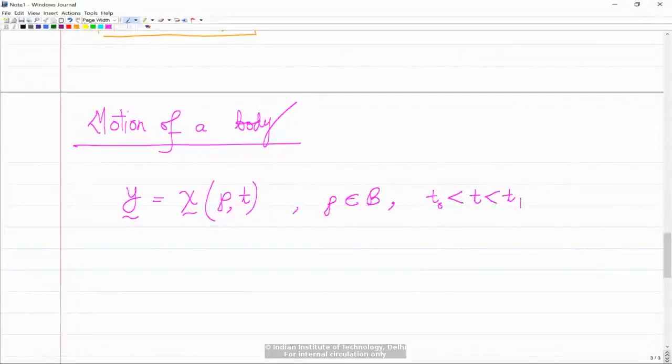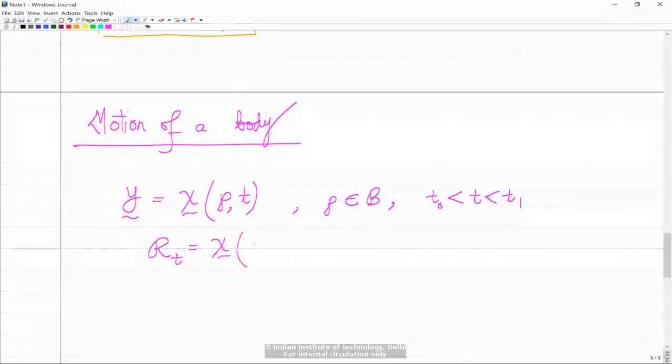And what's the region occupied by the body? The region occupied by the body, this r, is also then changing with time, no? So this is simply when you pass to the configuration the entire body b, when you pass all the particles, then you get the region, right? So that's why I'm passing the body itself, and you get the entire region.